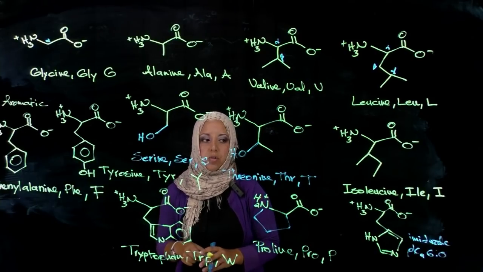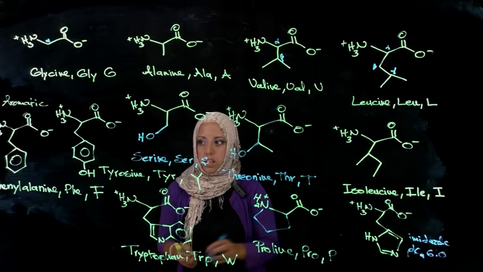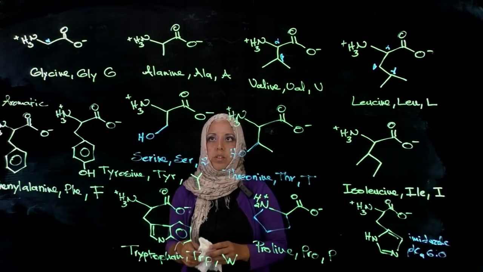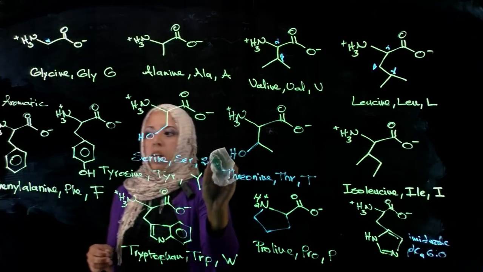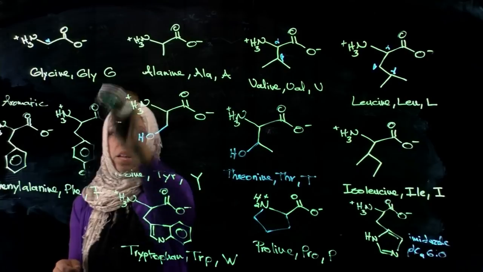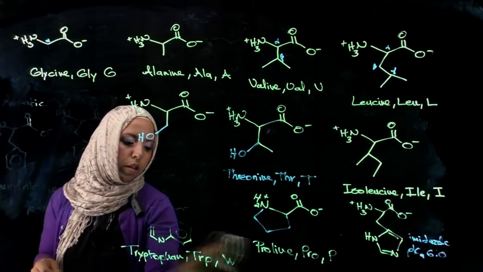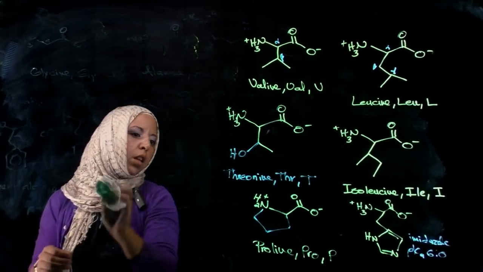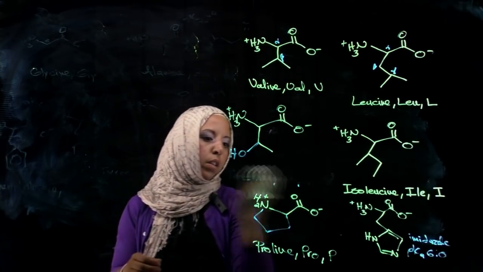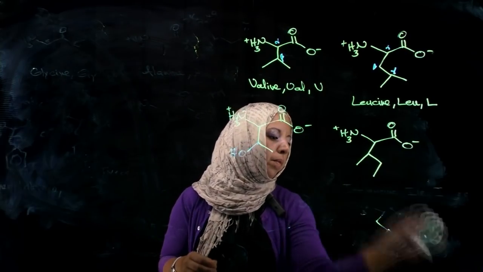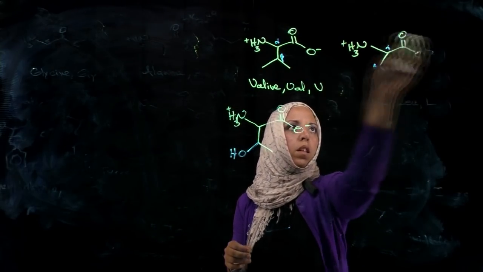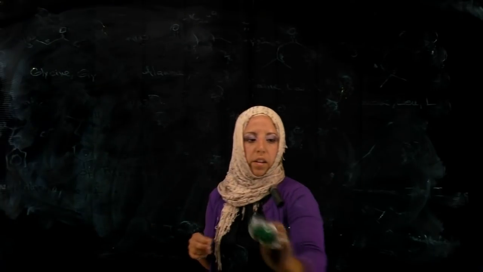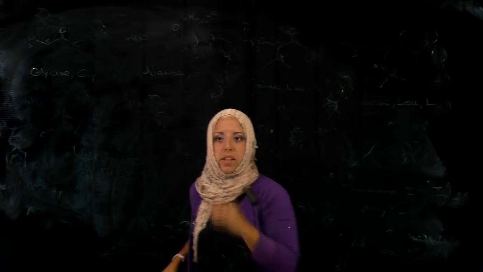Okay, so now we're going to draw some other amino acids. So that's quite a number of them already. Hopefully that was kind of easy to remember. So I'm going to have to erase. All right, so what else are we missing? Which amino acids are we still missing?